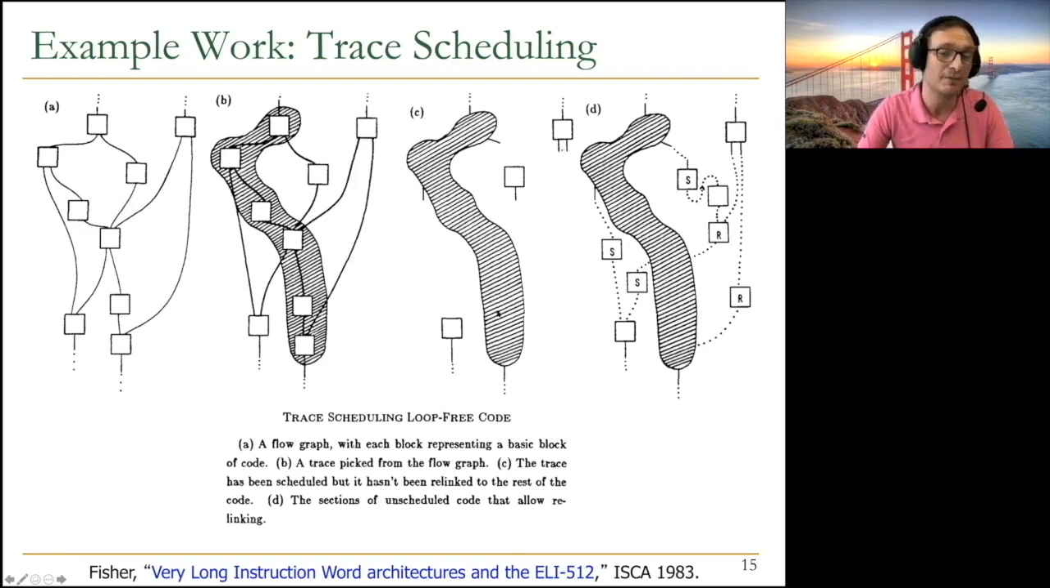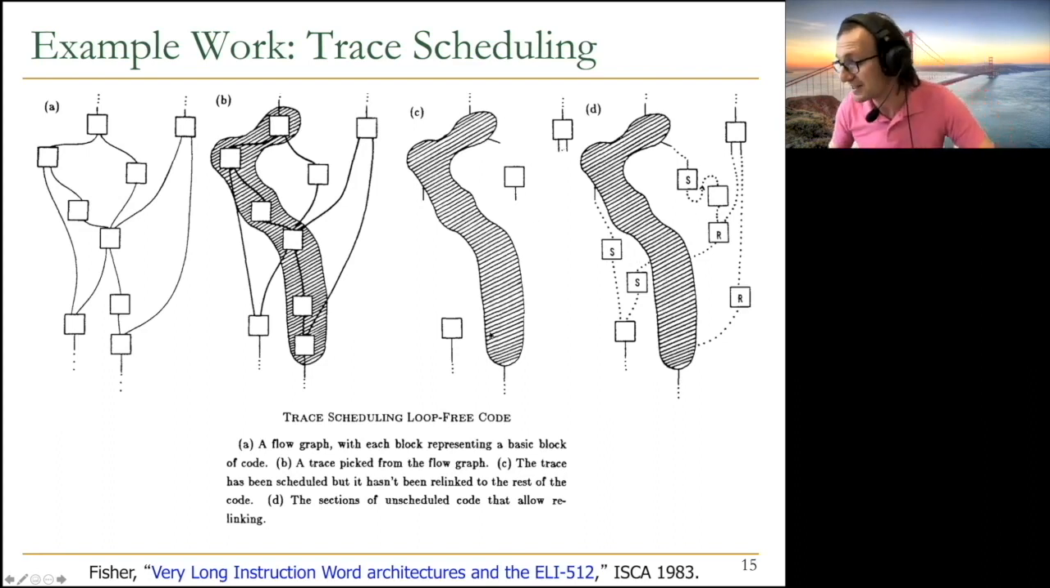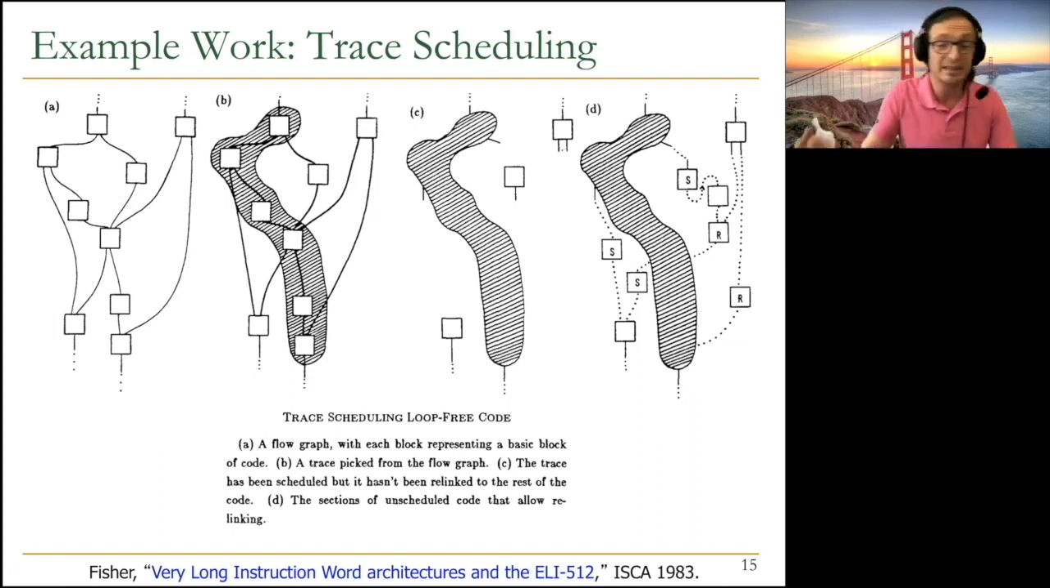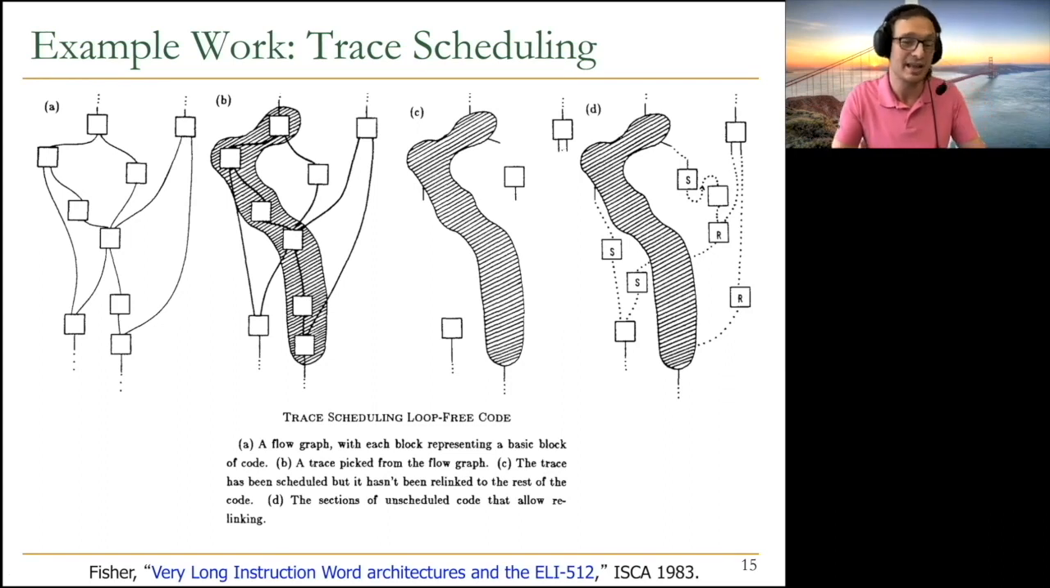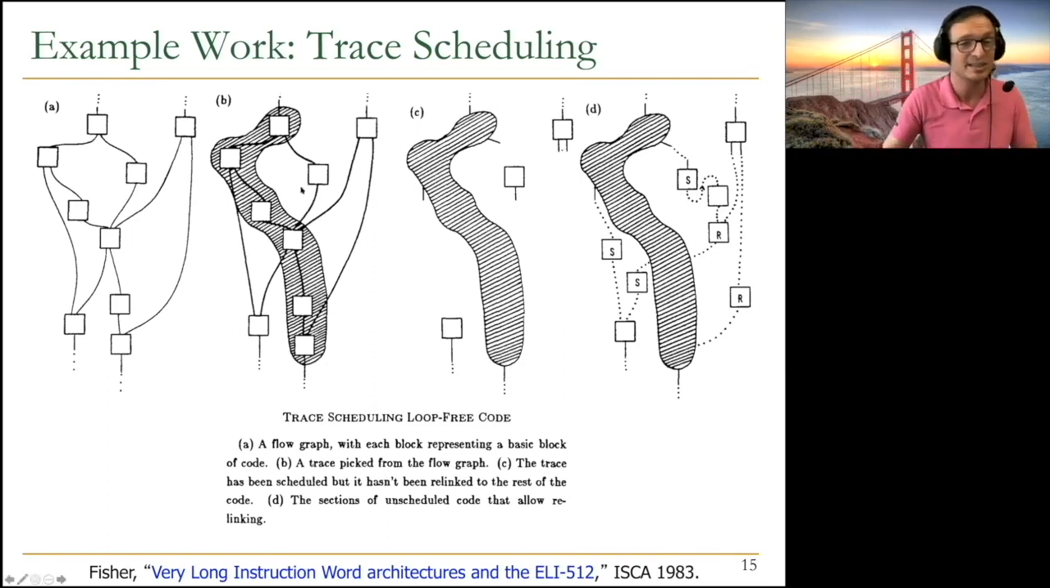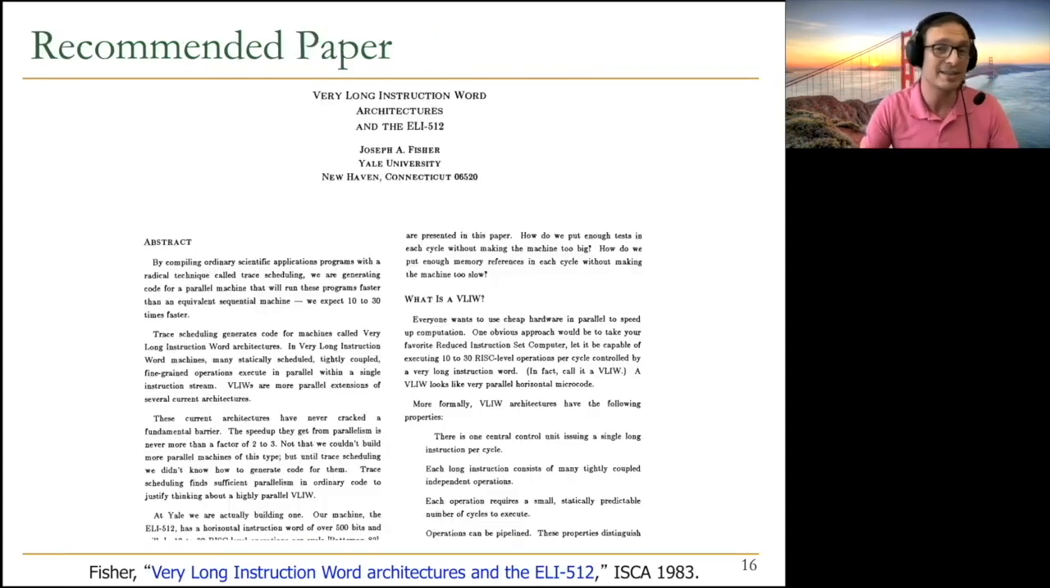So the compiler can profile the code to figure out the frequently executed paths, such that it can compile mainly to it. But for this to work well, the frequently executed path actually has to be the path that is actually executed at runtime also. So this is the idea of trace scheduling. It's a very powerful idea employed in modern compilers. Later ideas actually superseded trace scheduling, as we will see. And I would recommend this paper that I mentioned earlier, the very long instruction word architectures and the ELI-512 paper.